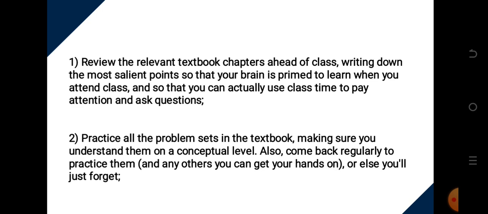Then number two, practice all the problem sets in the textbook, making sure you understand them on a conceptual level. Also, come back regularly to practice them. And not only that, any other questions you can lay your hands on, don't just leave it. Just keep solving those questions regularly. That is why, when I teach my students some concept, I give them a lot of calculations. Just go and solve those problems, a lot of them. The purpose is that when you practice and practice and practice, you master the concept better. So those are the tips.